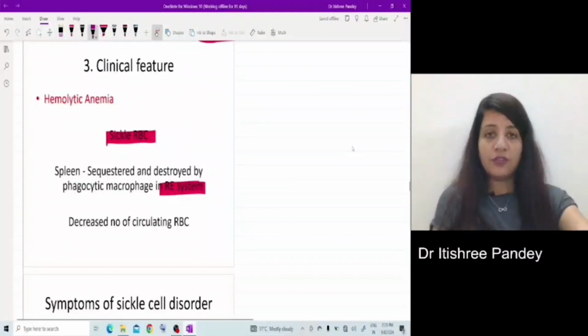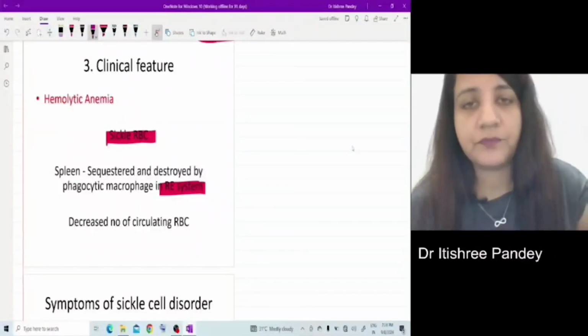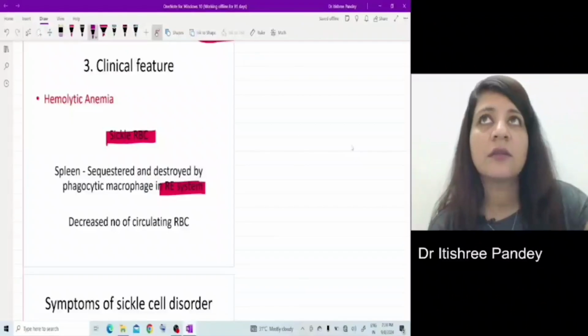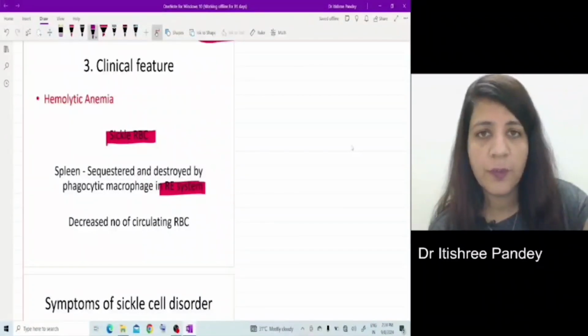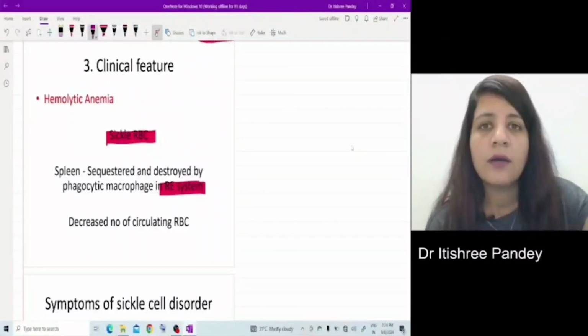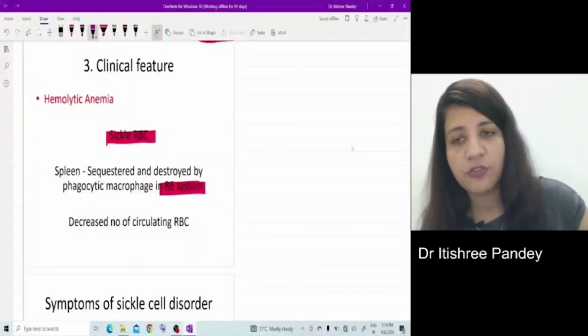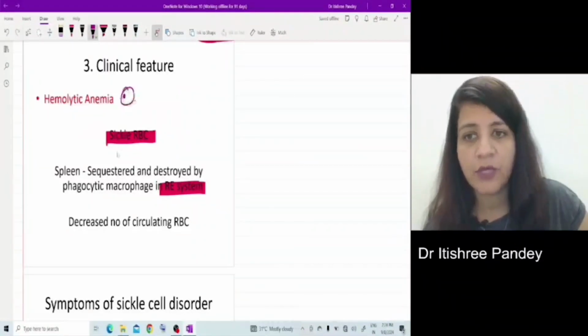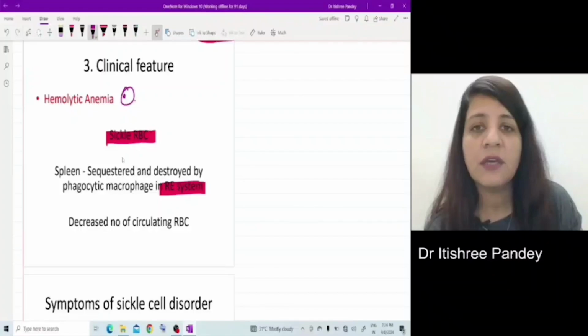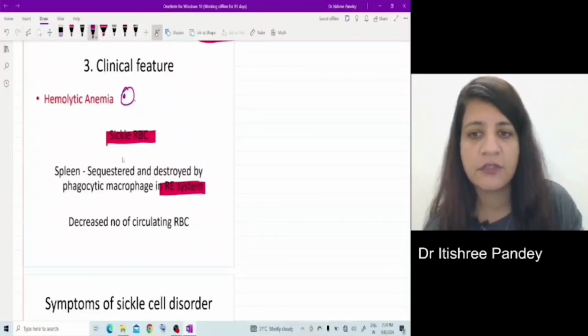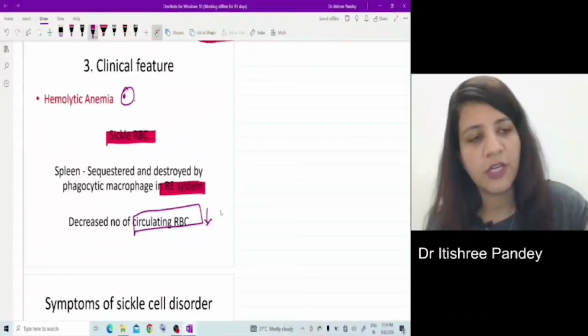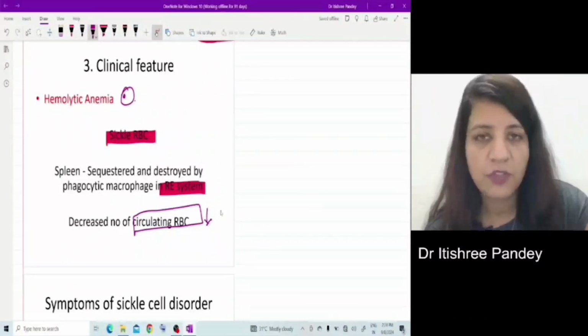Now what are the clinical features of sickle cell disease? As I said previously, in the crisis, the patient will complain of fever, joint pain, etc. As the name suggests, sickle cell anemia, the patient will have hemolytic anemia, okay, because the sickled RBC leads to premature destruction in the spleen, in the reticuloendothelial system. Hence, there will be a decreased number of circulating RBC because of the premature hemolysis.